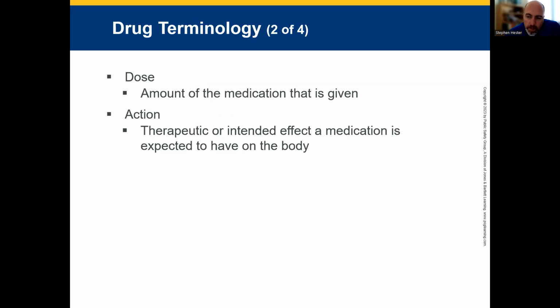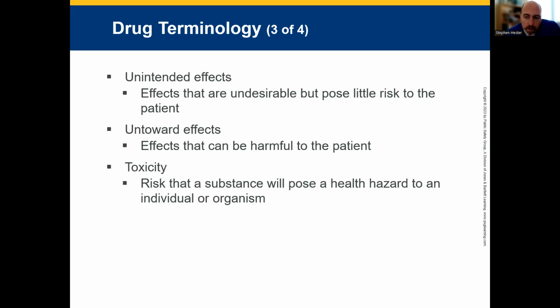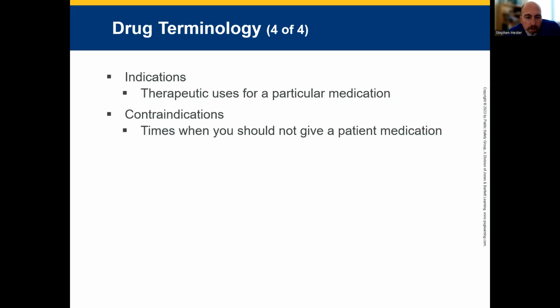A dose is the amount of medication that is given, and an action is a therapeutic effect or intended effect that that medication is expected to have on the body. There are some unintended effects, and these are undesirable, but pose little risk to the patients, and untoward effects can be harmful to the patient, and toxicity, which is a substance that will pose a health hazard to an individual or organism. The indications are the therapeutic uses for a particular medication, and contraindications are times when you should not give a patient that medication.